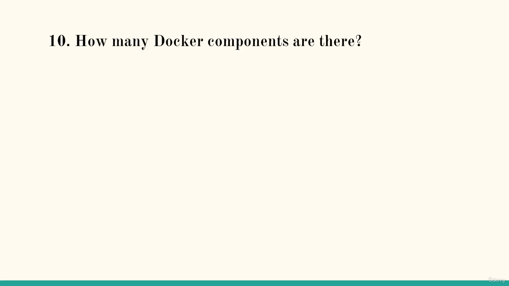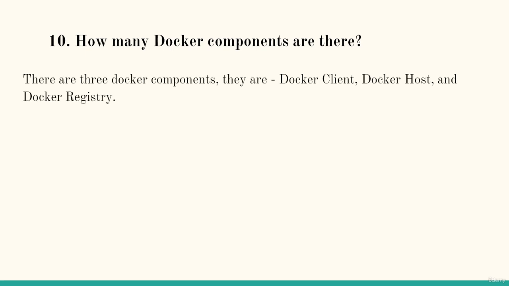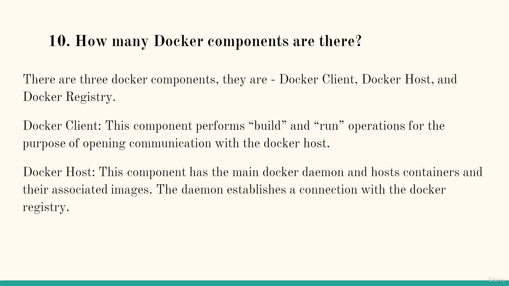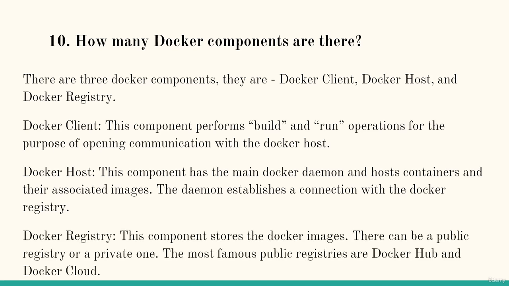How many Docker components are there? There are 3 Docker components actually: the Docker client, Docker host, and Docker registry. Docker client: this component performs build and run operations for the purpose of opening communication with the Docker host. Docker host: this component has the main Docker daemon and hosts containers and their associated images. The daemon establishes a connection with the Docker registry. And Docker registry: this component stores the Docker images. There can be a public registry or a private one. The most famous public registries are Docker Hub and Docker Cloud.